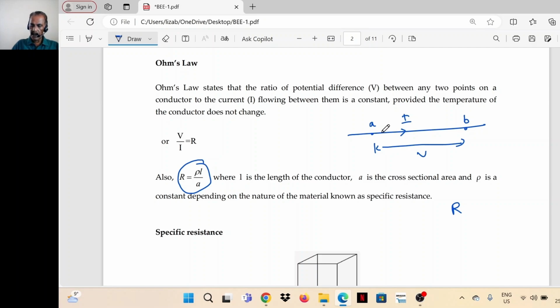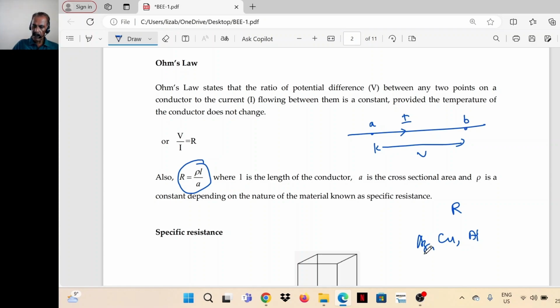So conductors are normally of copper or aluminum. These are the commonly used. Silver is also a good conductor of electricity. So silver, copper, aluminum, like that, different materials are there. So the resistance of a conductor is directly proportional to its length, inversely proportional to the cross-sectional area of the conductor, and also it depends on the nature of the material.